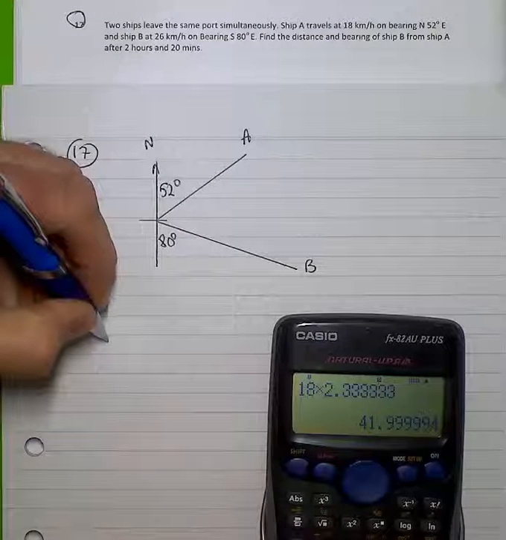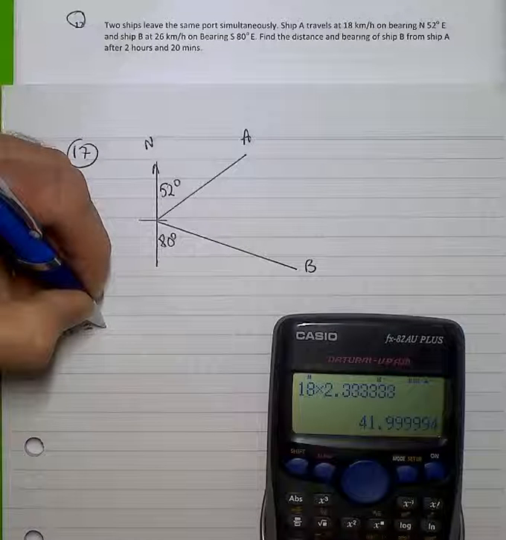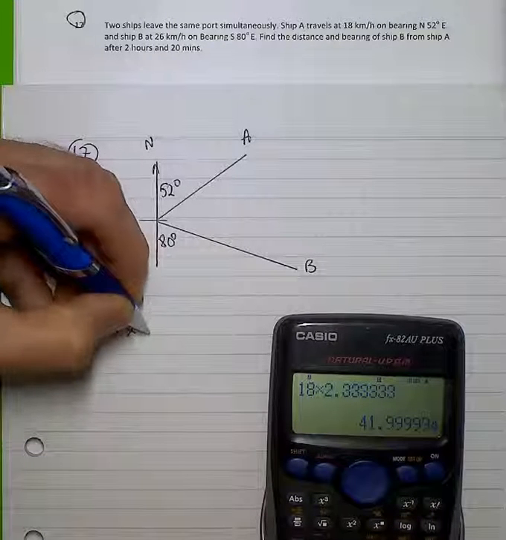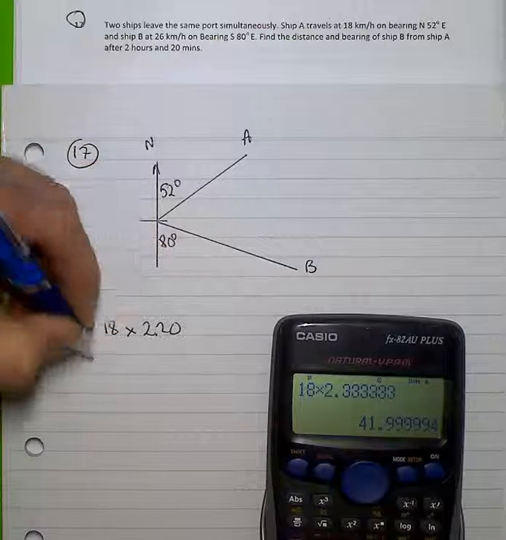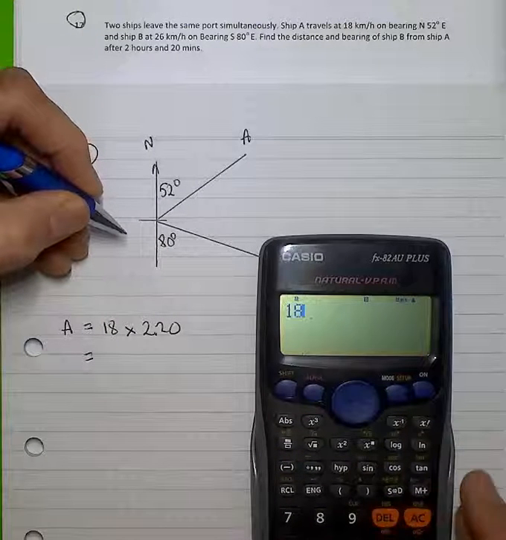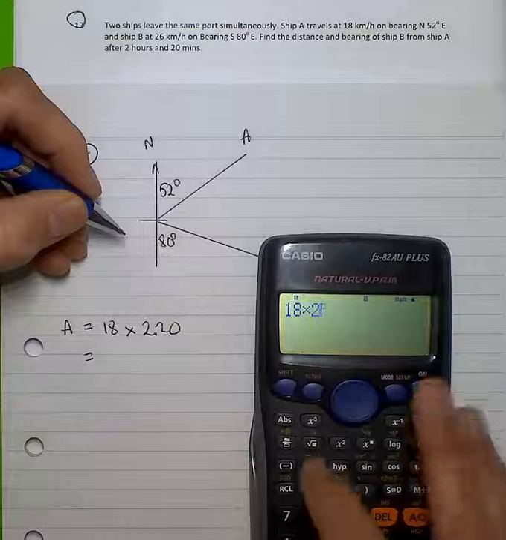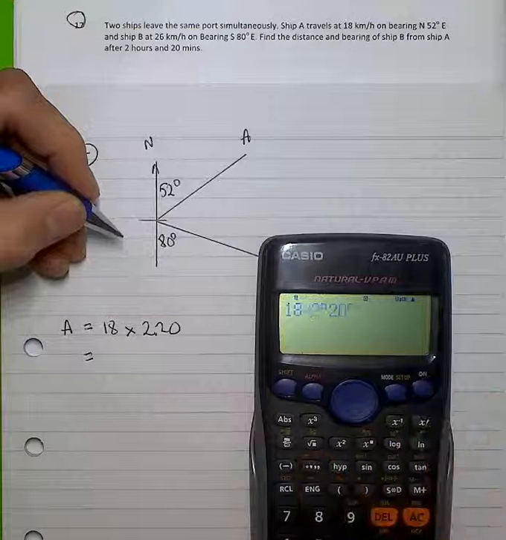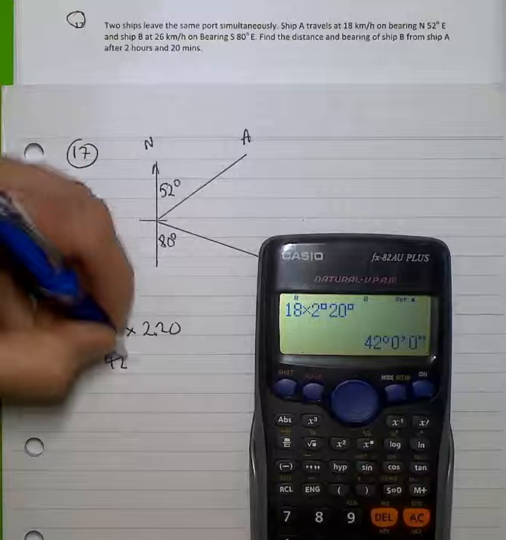Now, 26k an hour and 18k an hour. So 18 times 2 hours 20 minutes. We can do that on our calculator like so. Going to make use of the degrees and minutes. Very handy, particularly later on in this course. 42 kilometres.